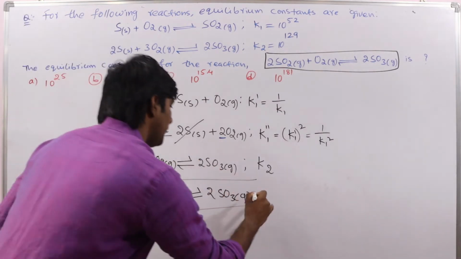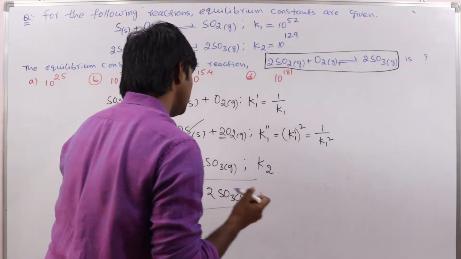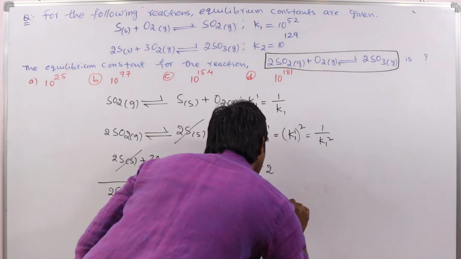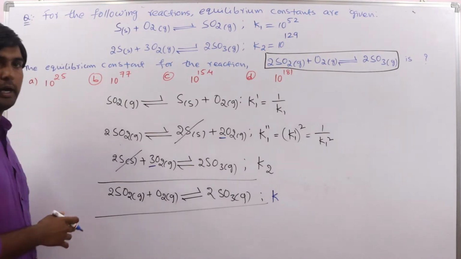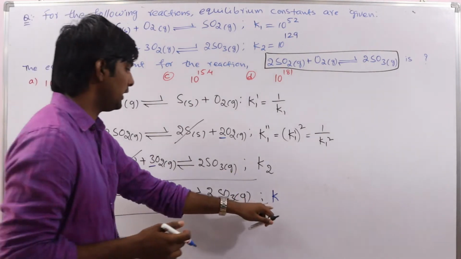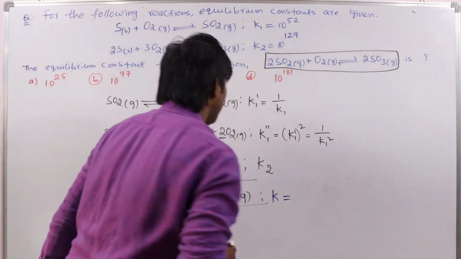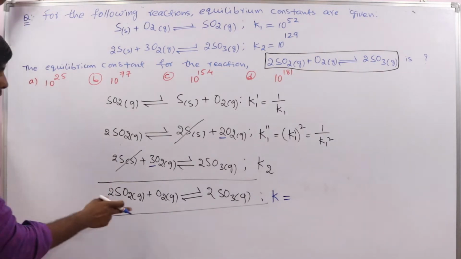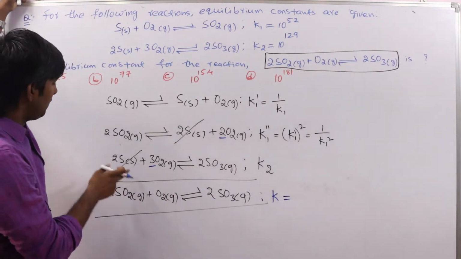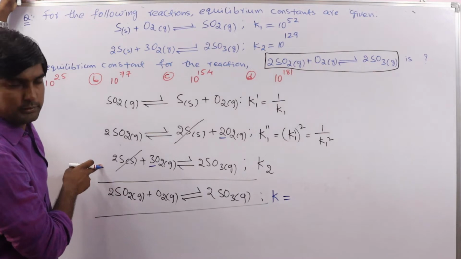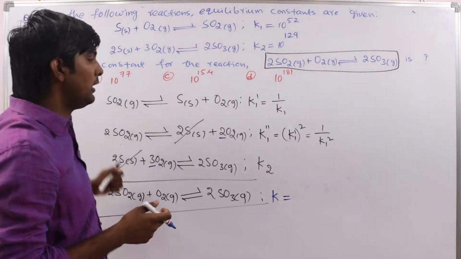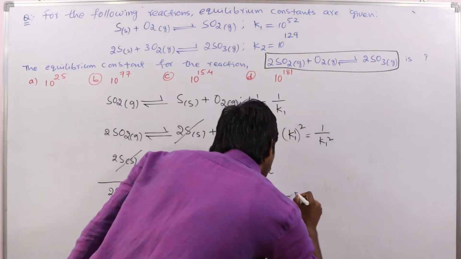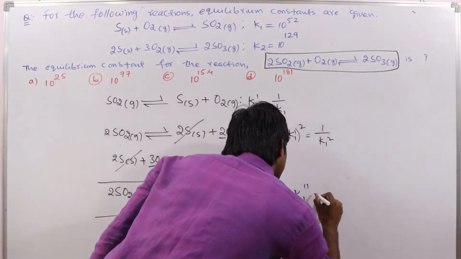Now for this final added reaction, let us assume the equilibrium constant is K. Now, how is this reaction obtained? By adding these two equations. When two or more reactions are added, we have to multiply their equilibrium constants.